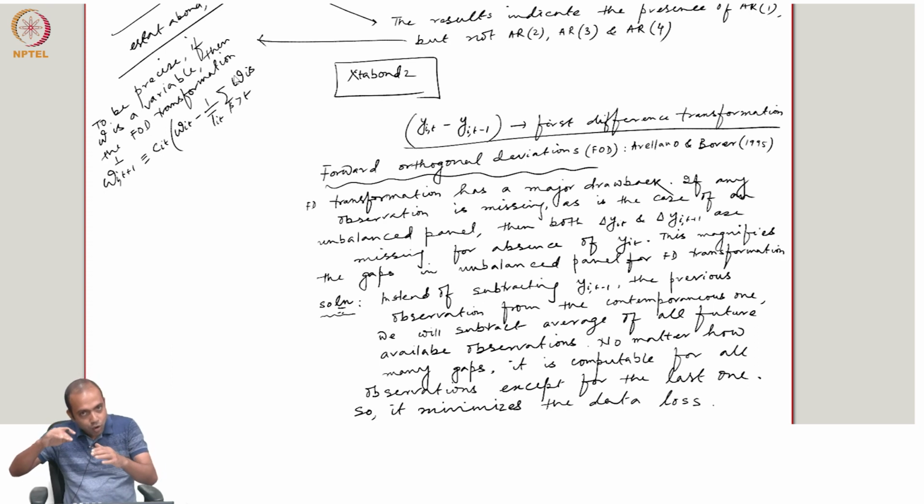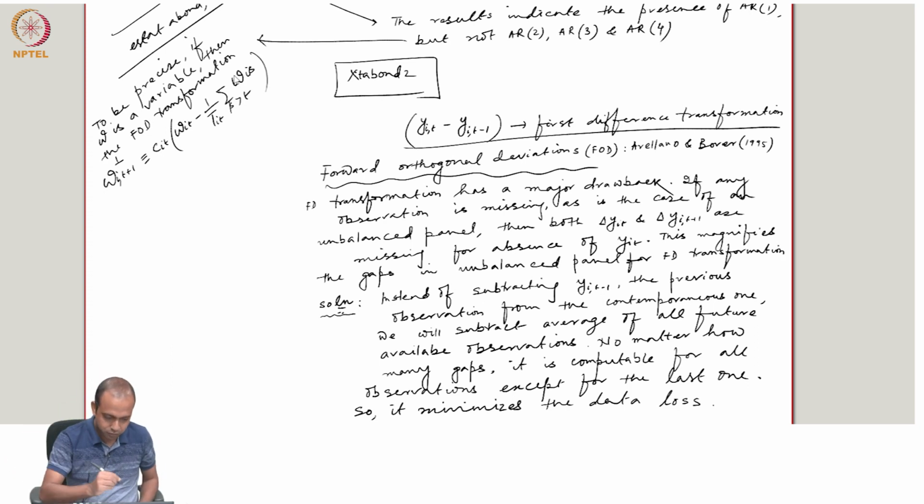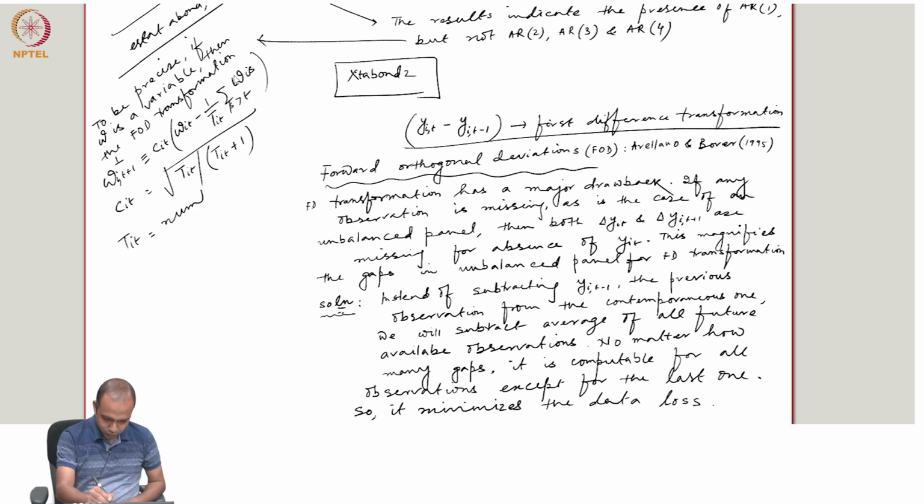So, all available future observations, okay, where c_it is basically equal to T_it divided by T_it plus 1. Okay, and what is T_it, capital T_it? T_it equals the number of all future observations.